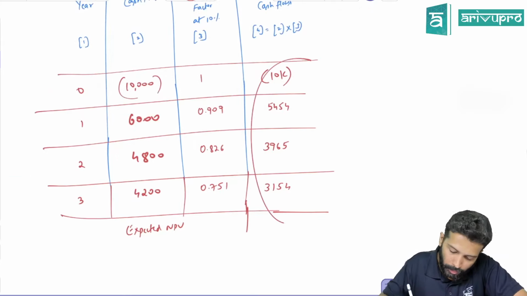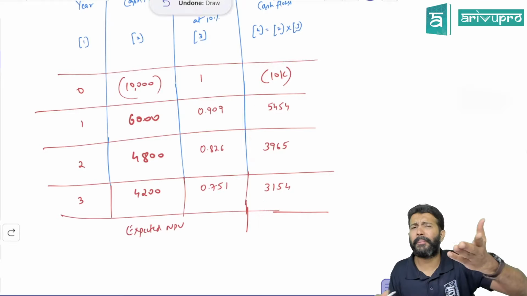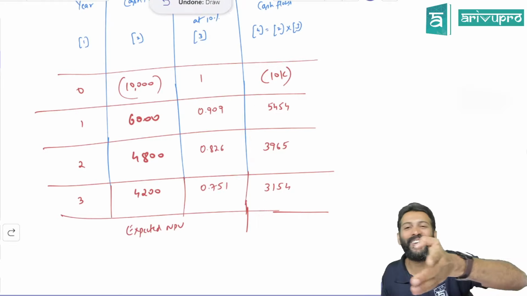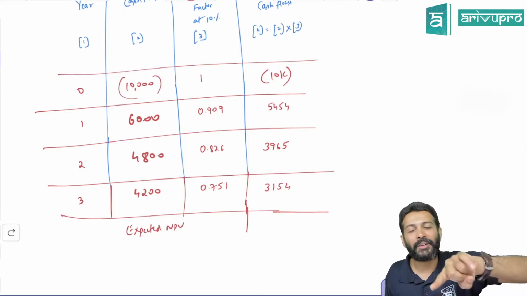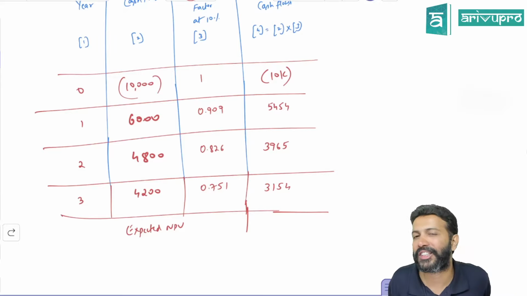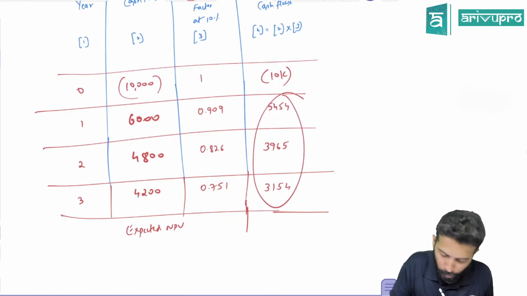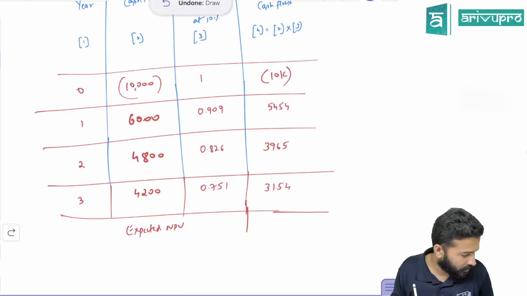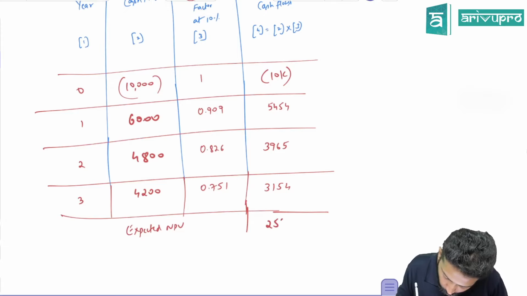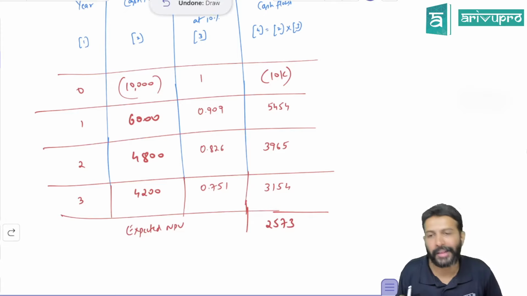So when you sum up all these numbers, NPV, how do you get NPV first of all? Hope you remember that formula. How do you get that? Present value of cash inflow minus present value of cash outflow. These are all your inflows. This is your outflow. So when you sum it up, how much you're going to get? 2573 is your final expected NPV.